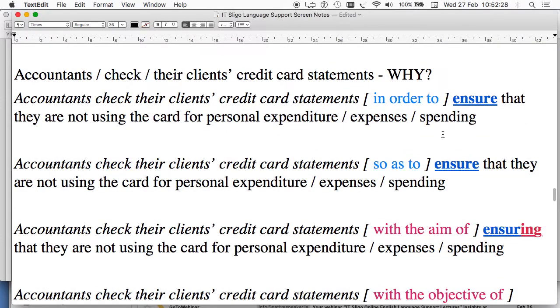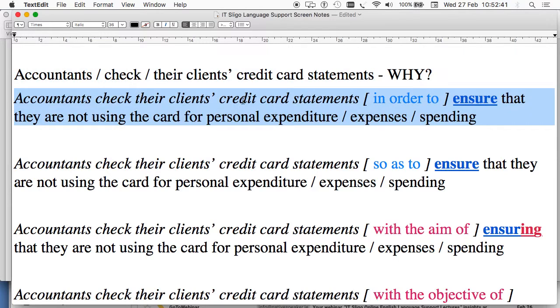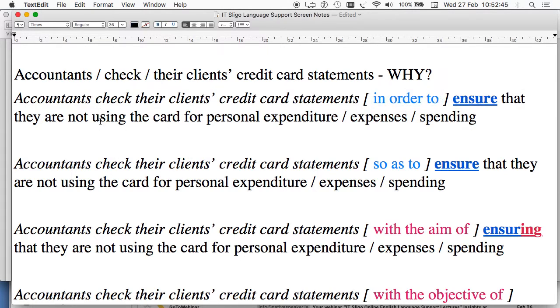Now, we also looked at the "to" family, and the "to" family answers the question why when you're looking for intent. So I gave you the prompt, accountants check their clients' credit card statements, and one of you gave me a lovely sentence: accountants check their clients' credit card statements. Why? In order to ensure that they are not using the card for personal expenditure or expenses or spending.